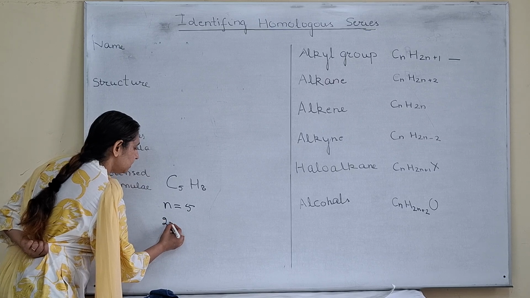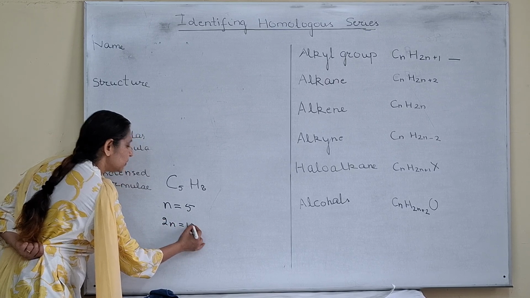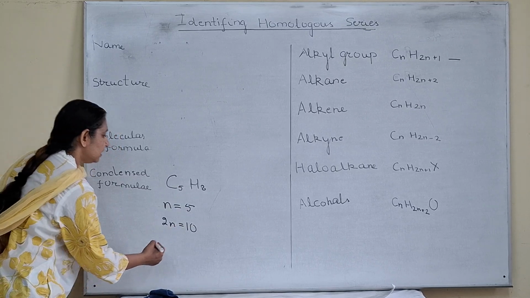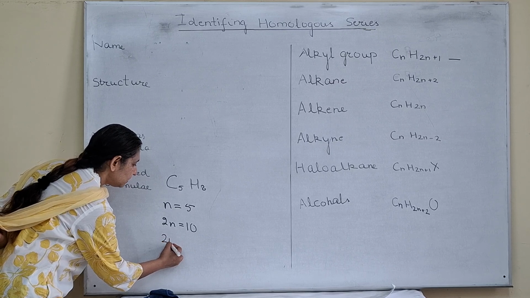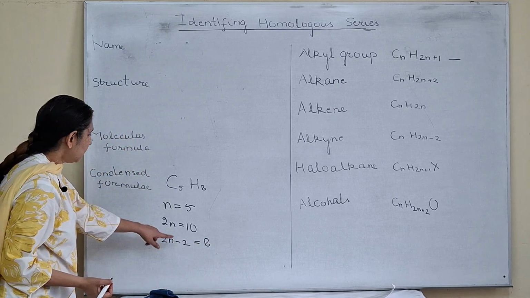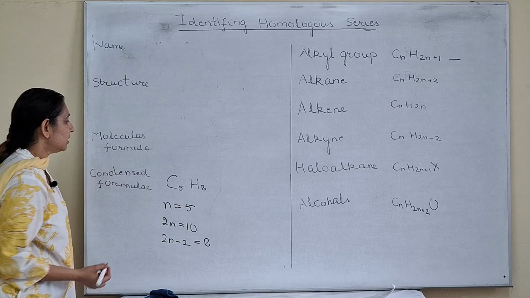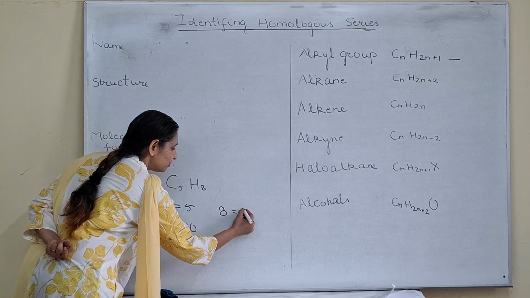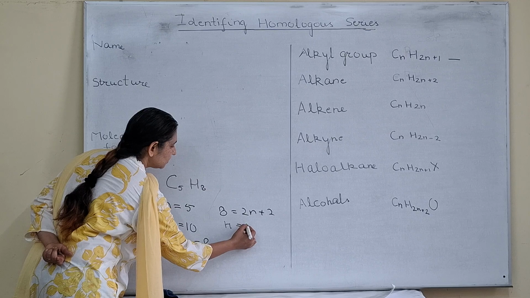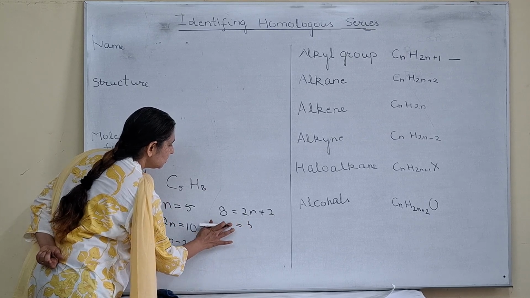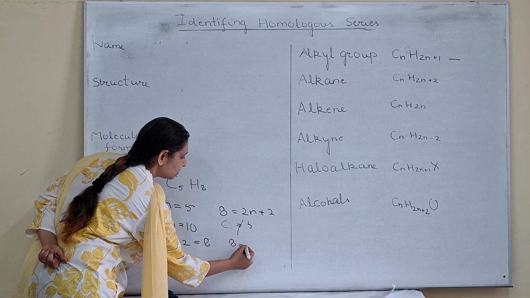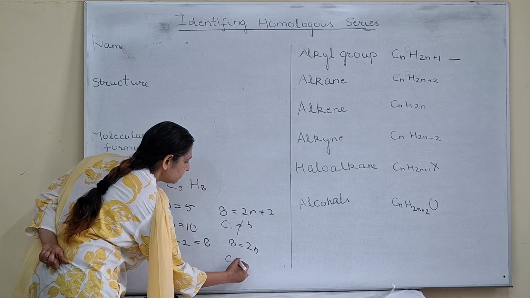Correct? Now 2n will be 10, because हमेशा 2n तो आ ही रहा है most likely, but it is still not 5. So this will become 2n minus 2 is giving you 8. So now the hydrogen numbers are correct. Yeah, you can say, or you can say 8 is equal to 2n plus 2. ये ऑप्शन हो सकता है, उसमें कार्बन 5 नहीं आ रहा. बट इफ आई डू 8 is equal to 2n, still कार्बन 5 नहीं आ रहा.